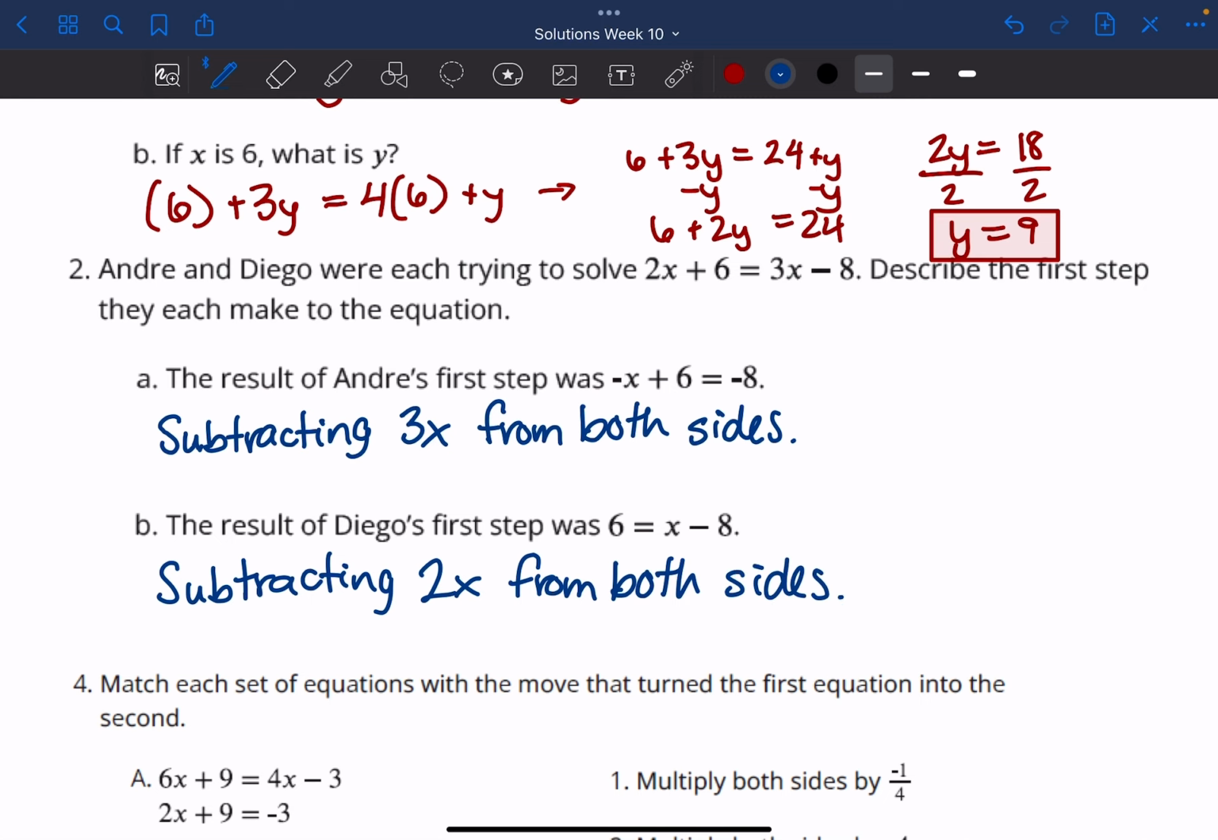Both of these would function to get all of the variables together on one side of the equation. It's just going to be different sides of the equation.